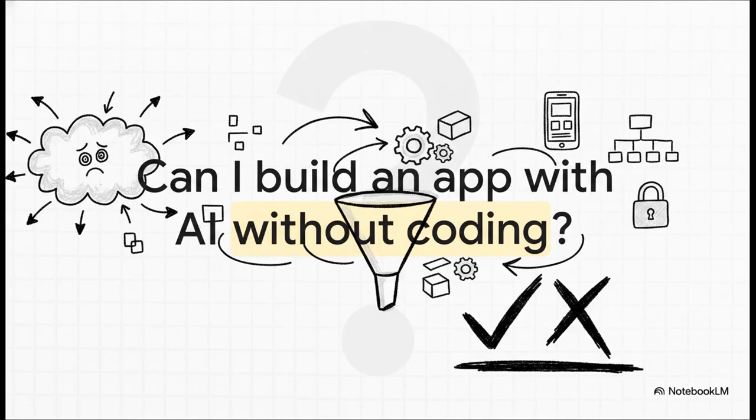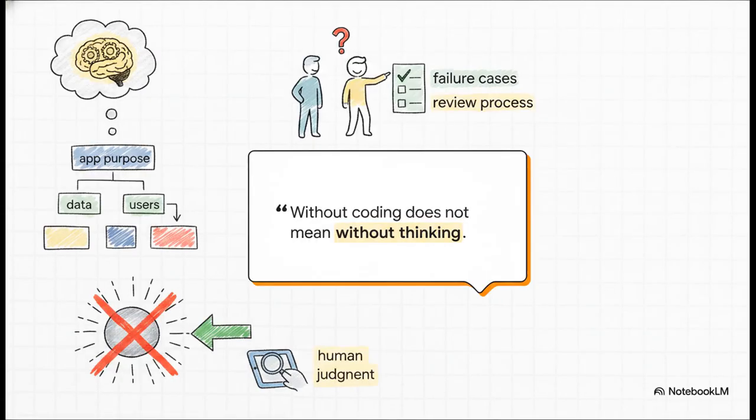Well, the short answer is yes. You absolutely can build simple apps, automations, and internal tools with AI without traditional coding. But there's a massive catch. Because here is that massive catch. Without coding does not mean without thinking. This is pretty much the core maxim we're going to follow today.